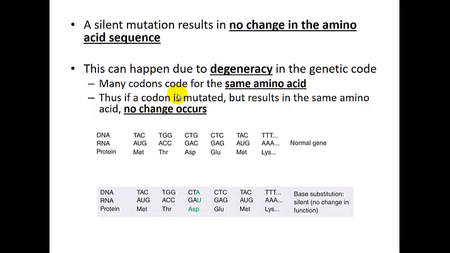So for the most part, they're kind of irrelevant in terms of their impact on the protein itself. So these will not result in any significant impact. So here you can see, for example, CTG and the CTA mutation here with the G to A doesn't change the amino acid.